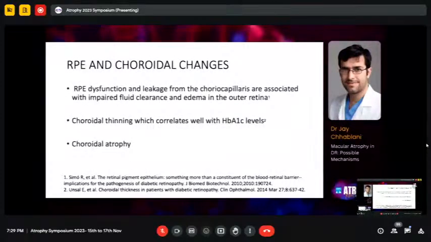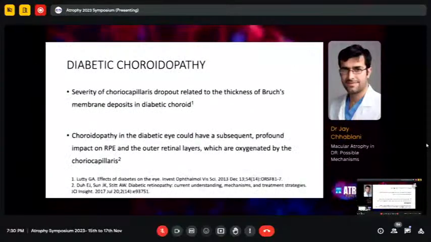Let's talk more about RPE and choroidal changes. RPE dysfunction and leakage from choriocapillaris are associated with impaired fluid clearance and edema in the outer retina, which happens usually in late stages of diabetic maculopathy. There are controversial reports on choroidal thinning, which correlates with HbA1c levels as well. We understand that there could be a choroidal atrophy. Let's look into this in more detail.